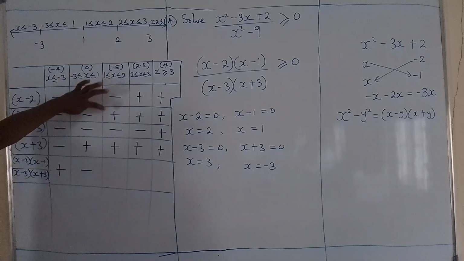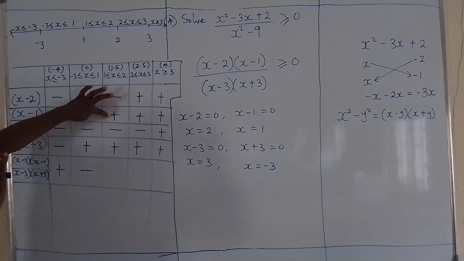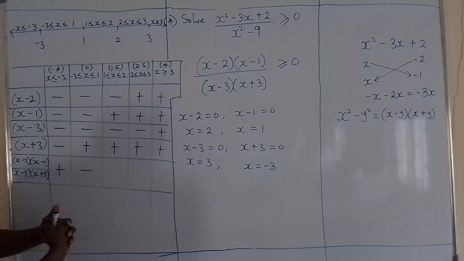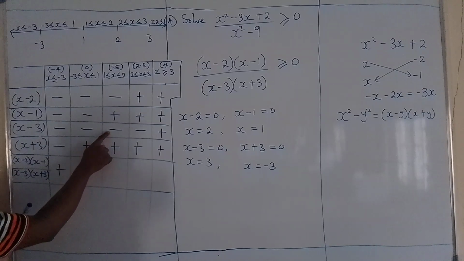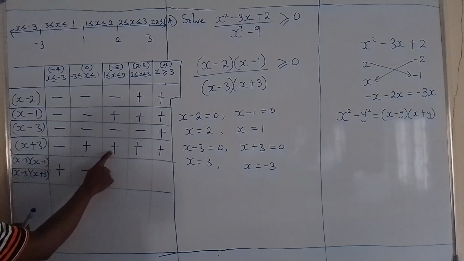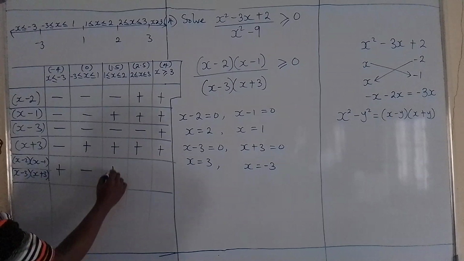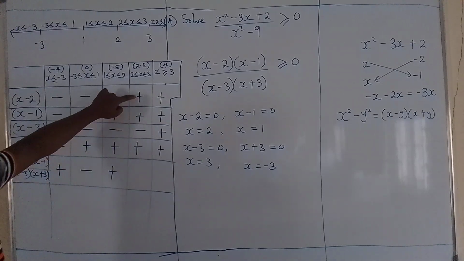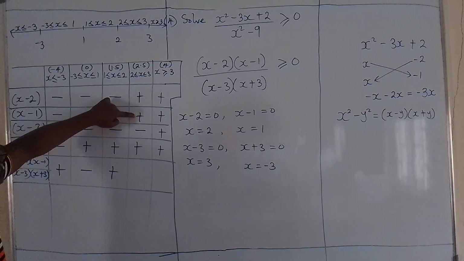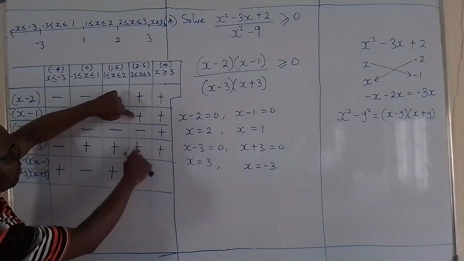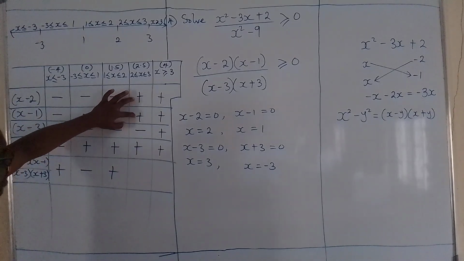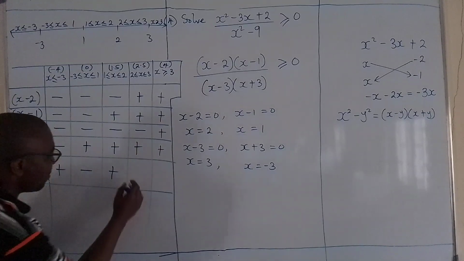Over to this one, negative times positive, that's negative for the numerator. Then the denominator, negative times positive, that's negative. So we are having negative divided by negative, which is positive. For the next one, positive times positive for the numerator, positive. Then the denominator, negative times positive, that is negative. So we are now having positive divided by negative, that's negative.